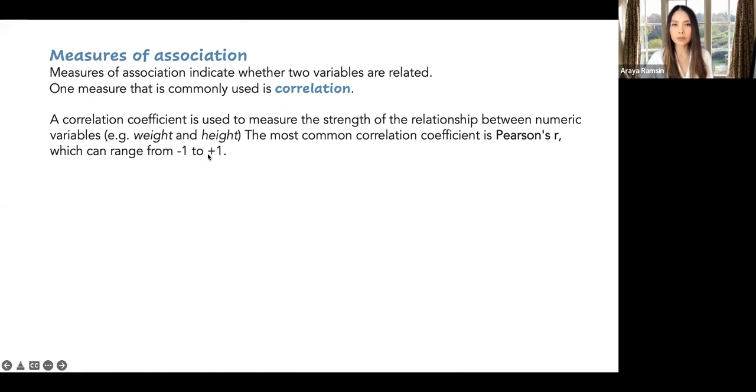A correlation coefficient is used to measure the strength of the relationship between numeric variables, which can be, for example, weight and height. You want to see if these two are related. The most common correlation coefficient is Pearson's R. I'm sure that everyone is familiar with this one. The value of Pearson's R can range from -1 to +1.